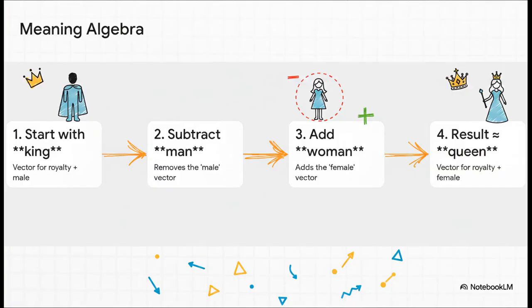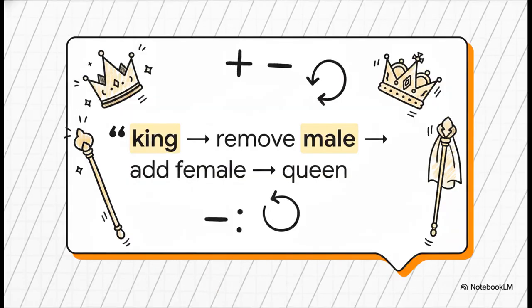Okay, this is the classic example that just blew everyone's minds when it first came out. If you take the coordinates for the word king, and then you subtract the coordinates for man, and then you add the coordinates for woman, you won't believe it, but the point you land on is incredibly close to the coordinates for queen. Just think about what that really means. We're not just subtracting words, we're subtracting the concept of maleness from the concept of royalty, and then we're adding the concept of femaleness. It's like algebra for meaning itself.